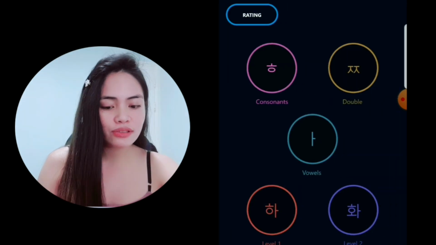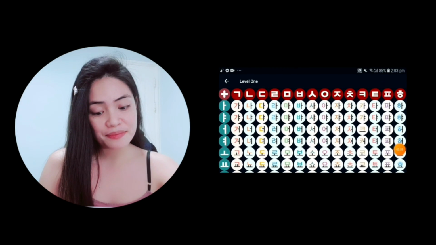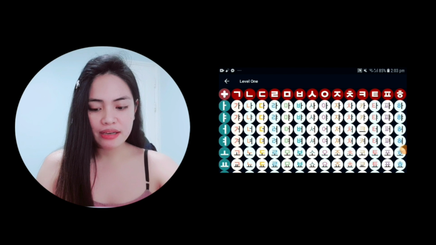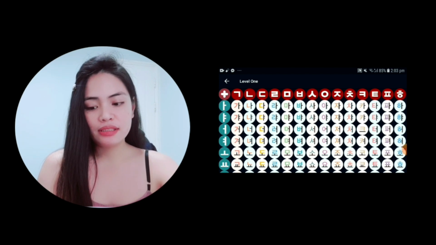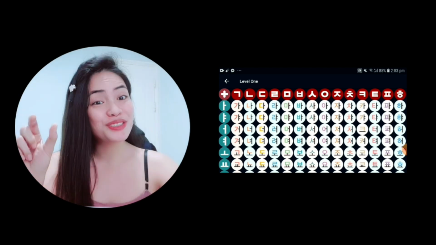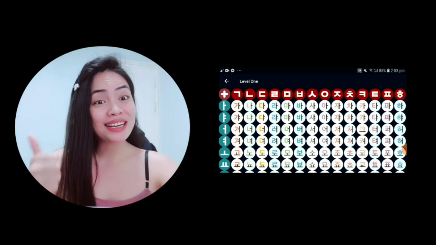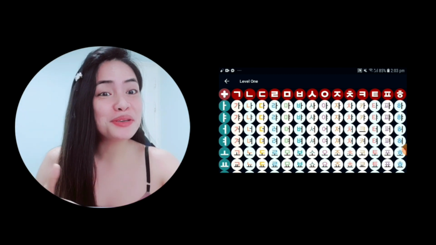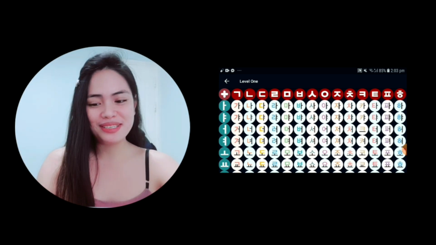And then you also have the double consonants, and here are some exercises. Over here, level 1 exercises, you have ka. This is already the combination of consonants and the vowel. So you can try and practice Hangul. Afterwards, let me know how long it took you to learn Hangul. I'll be very happy to know it.